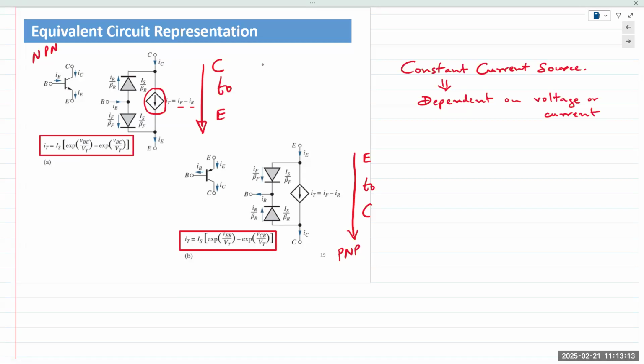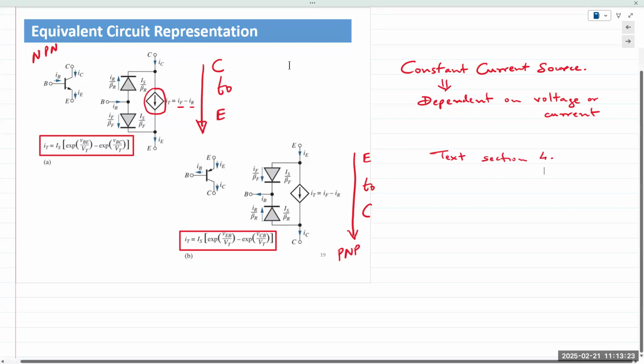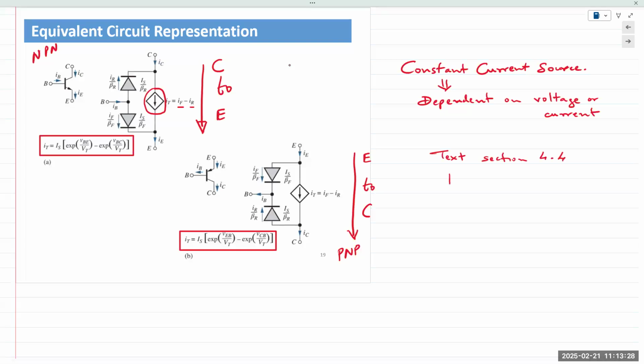There are a couple of practice exercises, I believe in the text. It should be section 4.4, I believe. Practice exercises. So please take a look and go through those exercises.